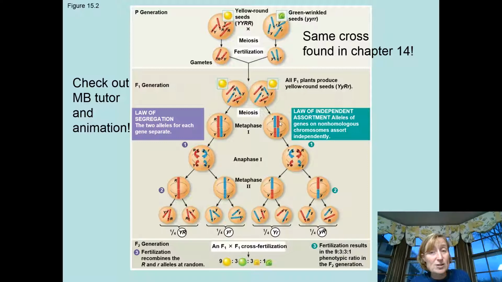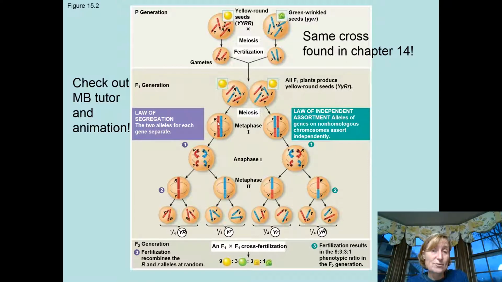And the law of independent assortment says that alleles of genes on non-homologous chromosomes, that is, the R's and the Y's are not on homologous chromosomes, they're on different chromosomes. These alleles assort independently. In metaphase 1, the way that a pair of chromosomes lines up is independent of the way the next pair lines up.